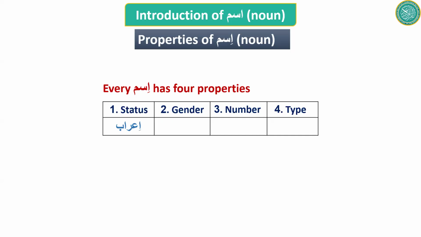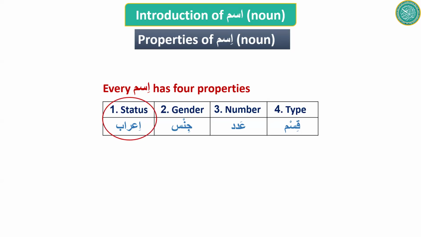And in Arabic, they're called i'rab, jins, adad, and qism. You don't have to memorize this. We're just going to use the English terms: status, gender, number, and type. These are the names of the properties that we are going to use. So again, memorize this. When I ask in the class, what are the 4 properties of ism? The answer is status, gender, number, and type.